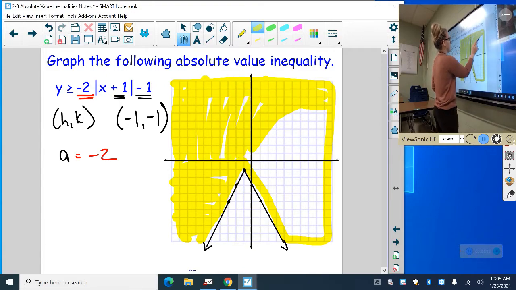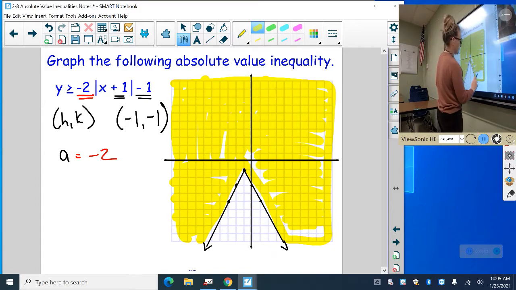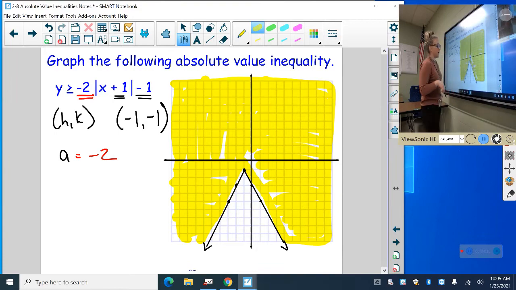And I'll try to make a couple videos so that you can see me do a couple of those, screen share a couple of those. Okay, and that is the solution to, or the graph of this inequality.